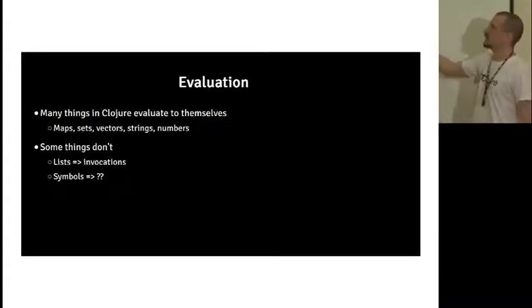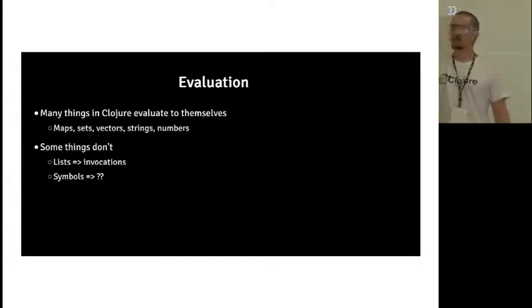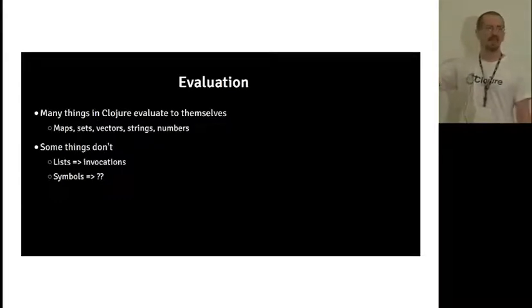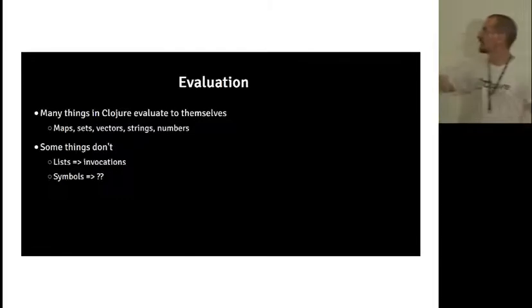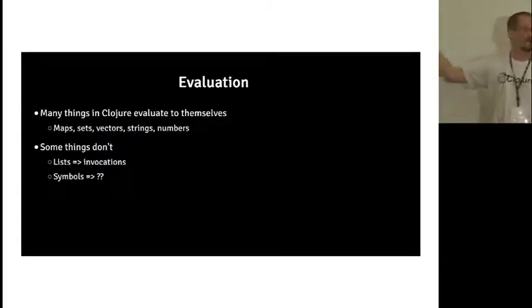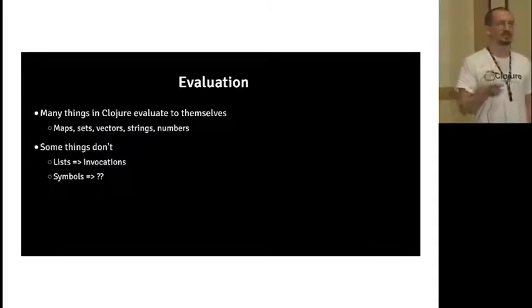In other words, this is a vector whose contents are the symbol net.cgrand.enlive-html, the keyword as, and the symbol html. If I took that quote off, it would be a vector whose elements were whatever this evaluates to, the keyword as, and whatever this evaluates to. We don't want that, because it probably doesn't evaluate to anything meaningful, so we get an error. Does that make sense? Does that answer your question? Yeah, it's a very good question.